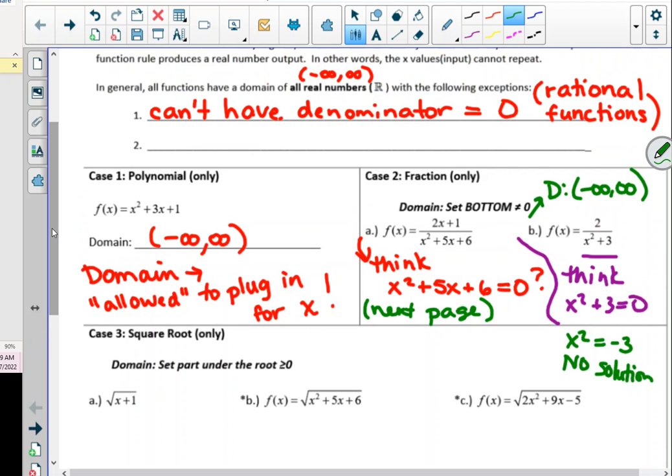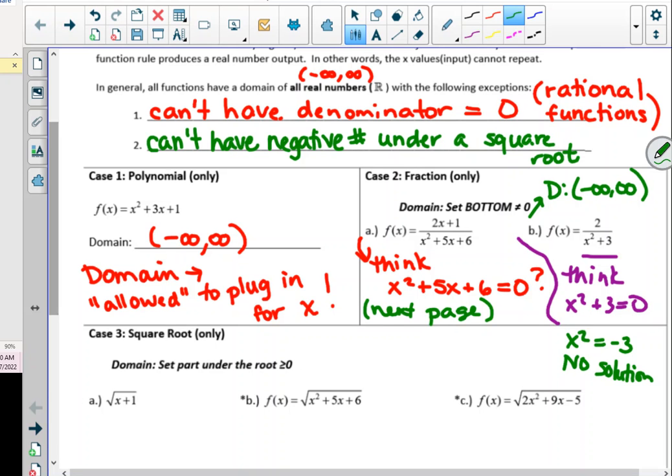Okay. So the first thing we're going to worry about when we look for domains is denominators. Domains and denominators. The second thing we have to worry about is we can't have a negative number under a square root. Now, technically, you can't have one under any even root, but at this point, really, square root is the main root we work with.